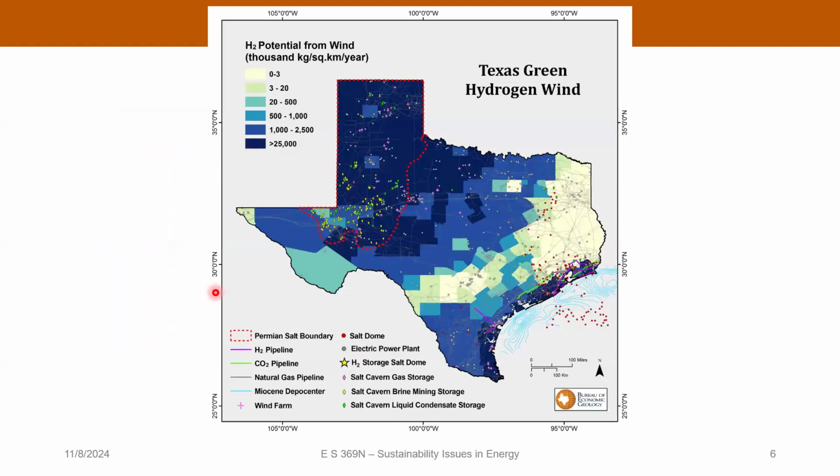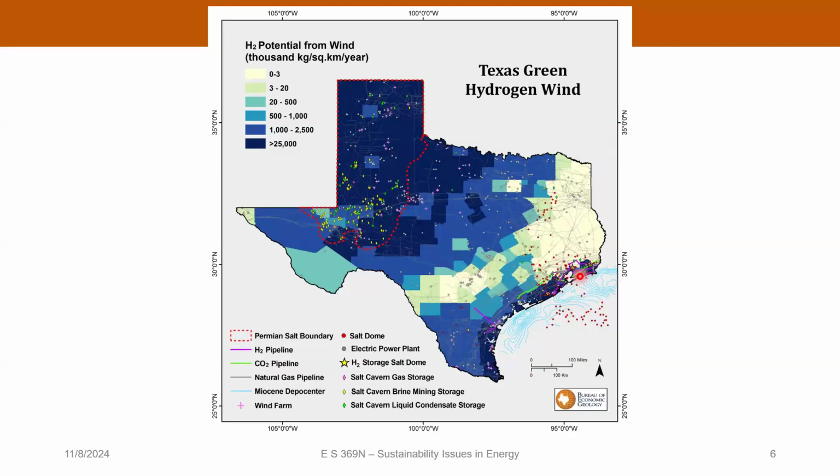Okay. In fact, a lot of people have looked at this. So this is a plot from the Bureau of Economic Geology, and they're just looking at hydrogen resource potential generated from wind. They're using green hydrogen in the sense of produced from electrolysis with renewable energy. But there's a lot of stuff going on here.